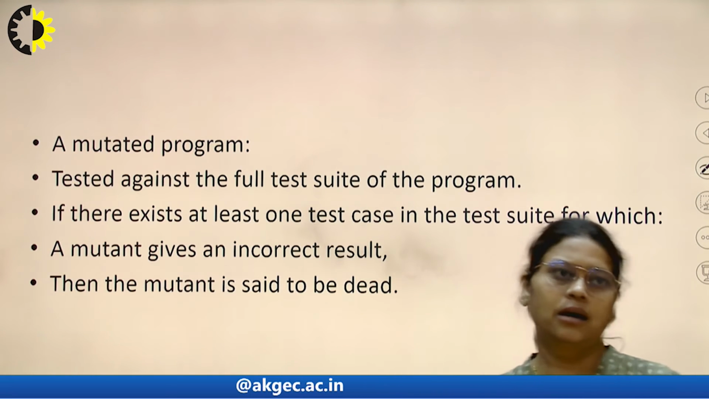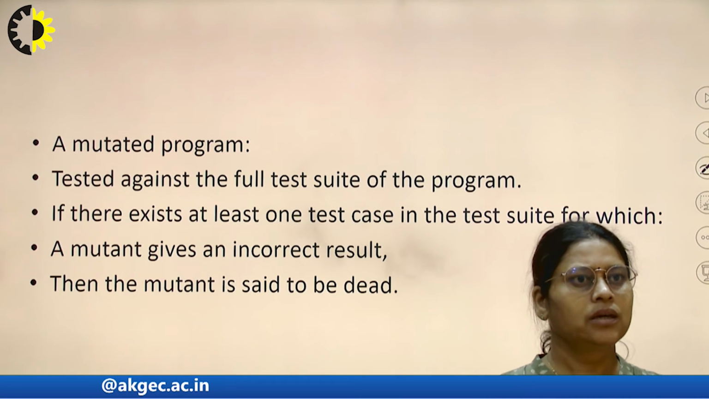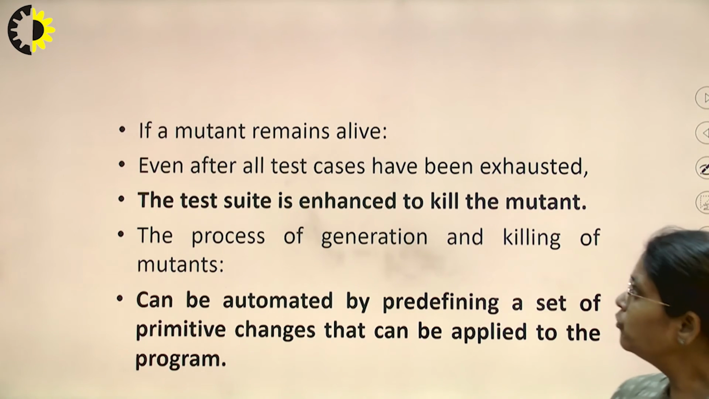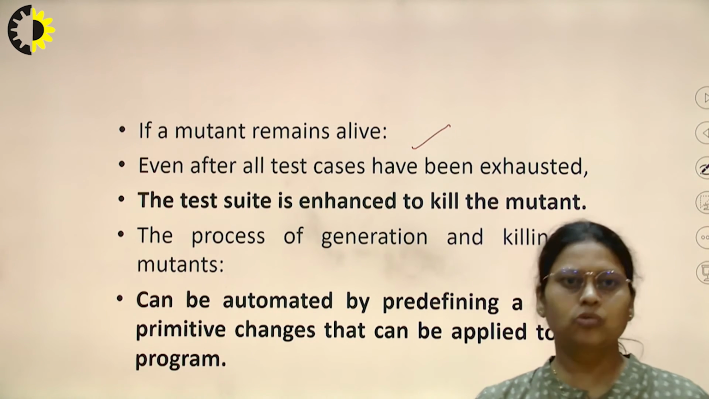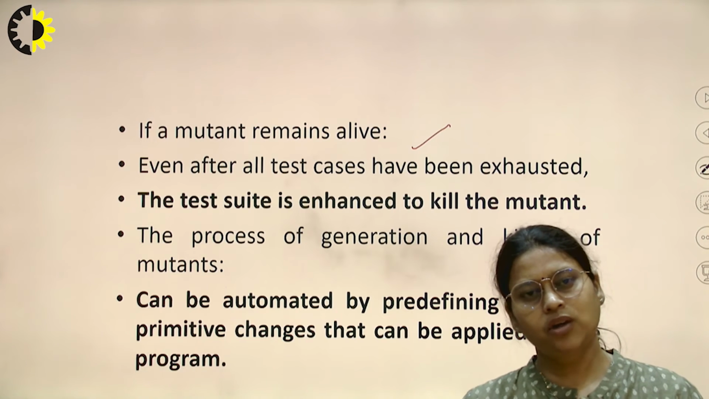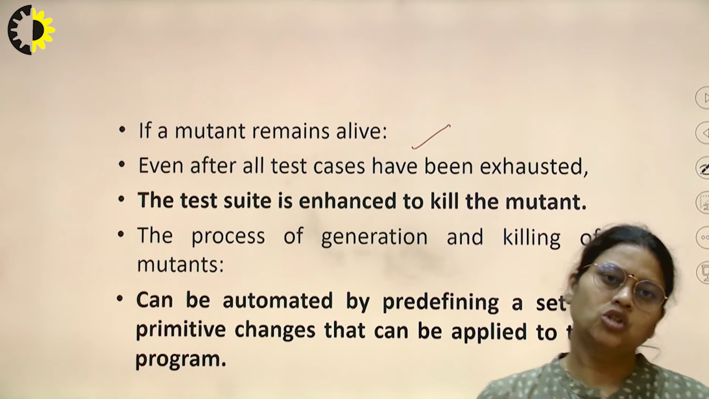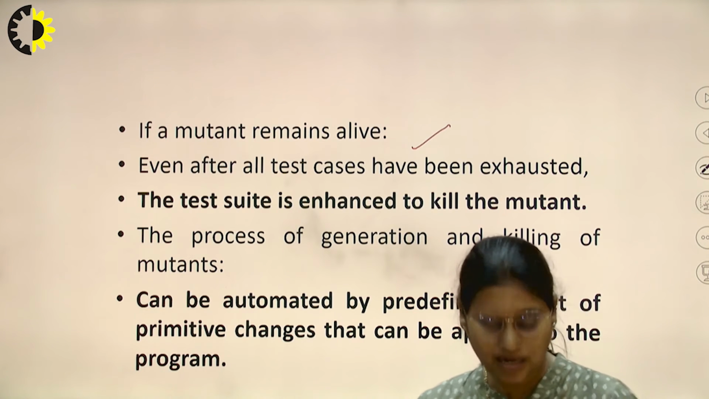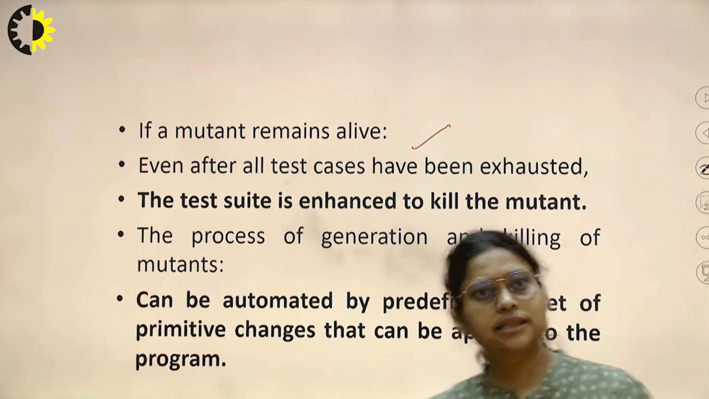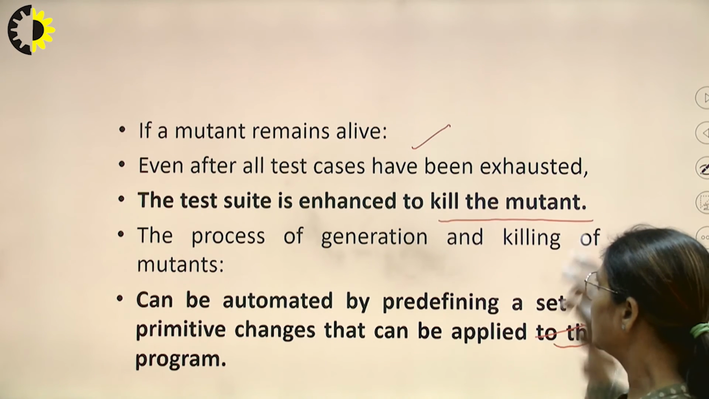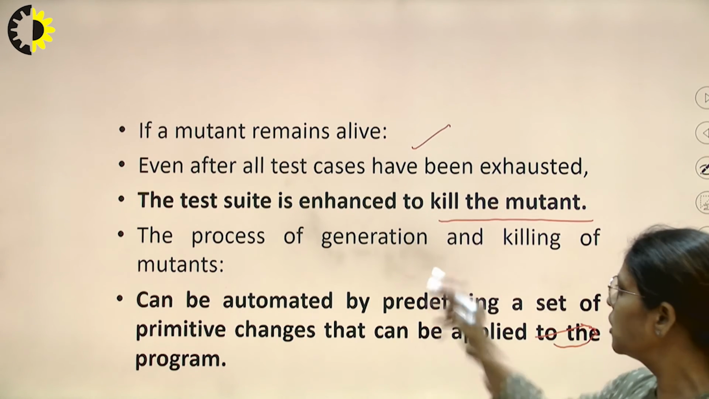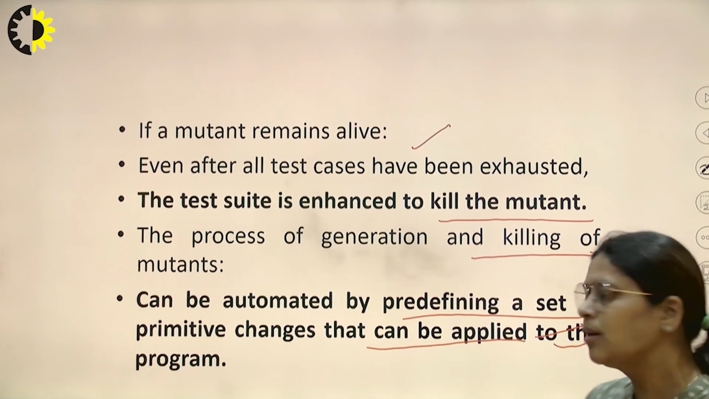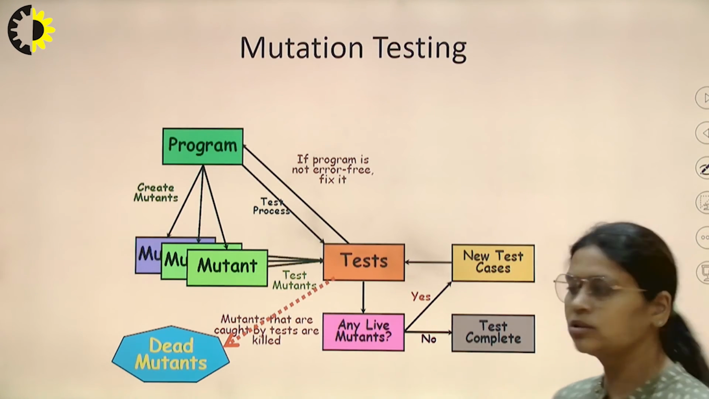If there exists one test case in the test suite for which the mutant gives an incorrect result, then the mutant is said to be dead. If we get an incorrect result for that test case, we can say it is a dead mutant, and if we get a correct result for that test case, then we can say it is an alive mutant. Even after all test cases have been exhausted, the test suite is enhanced to kill the mutant, and the process of generation and killing of mutants can be automated by predefining a set of primitive changes that can be applied to a program. So this is the whole process of mutation testing.